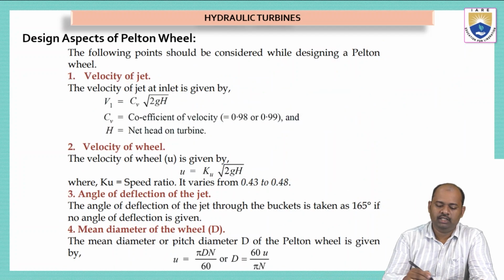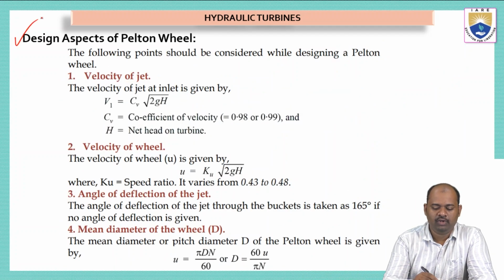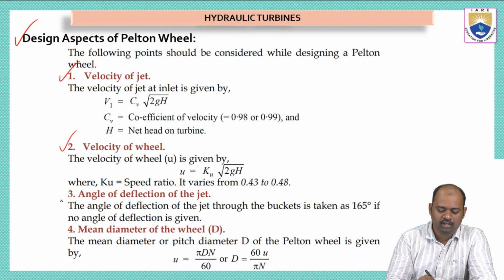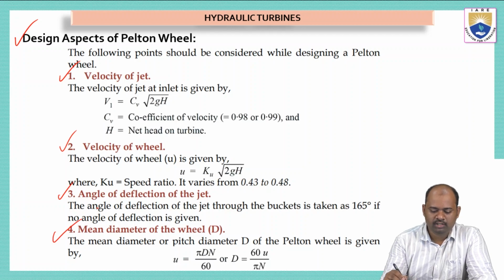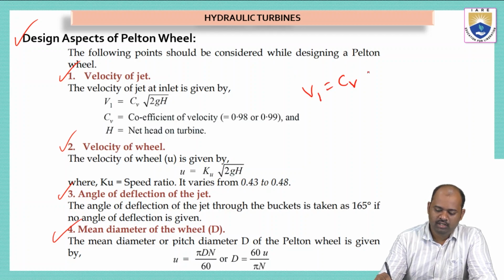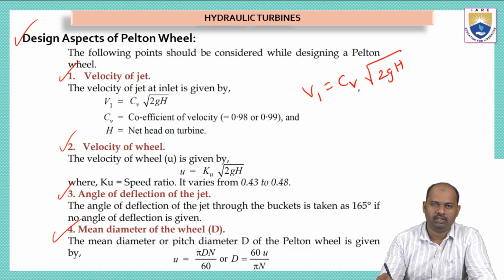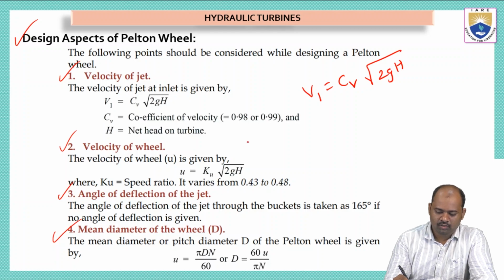So next, let us see the design aspects of a Pelton wheel. We have the velocity of the jet, velocity of the wheel, angle of deflection of the jet, and mean diameter of the wheel. So the velocity of the jet is V1 equal to Cv root over 2gH, 2 times gravity multiplied by head. The coefficient of velocity always lies between 0.98 and 0.99. It is a standard value, taken as constant.